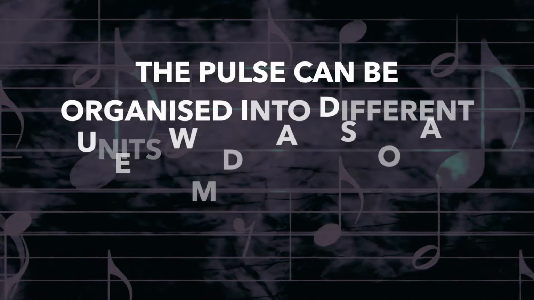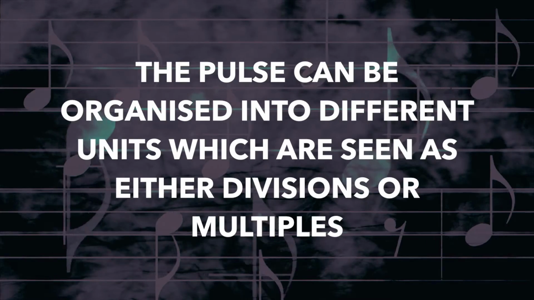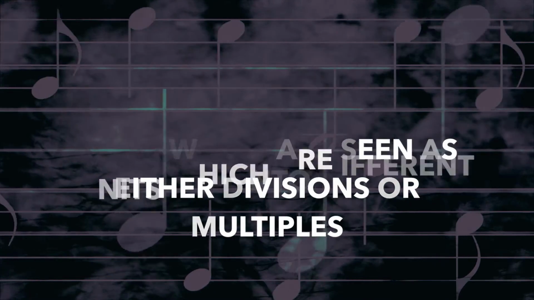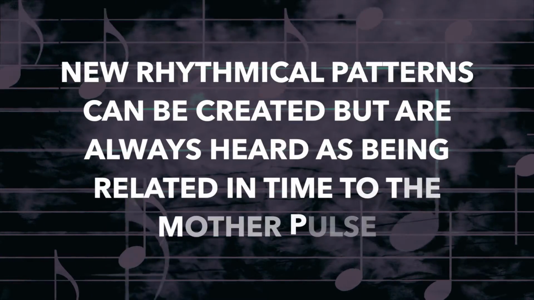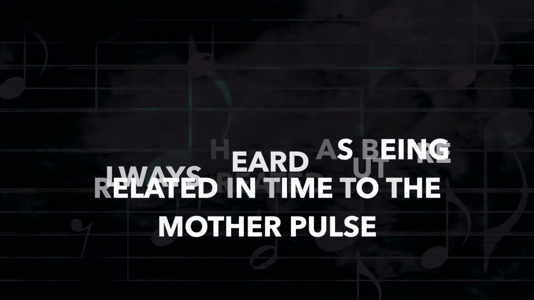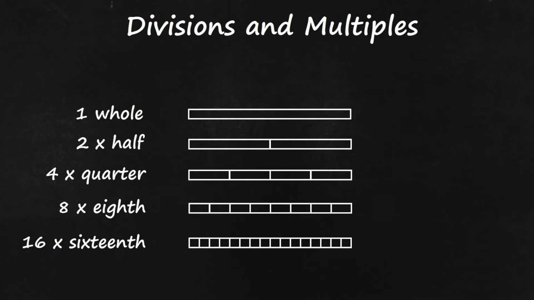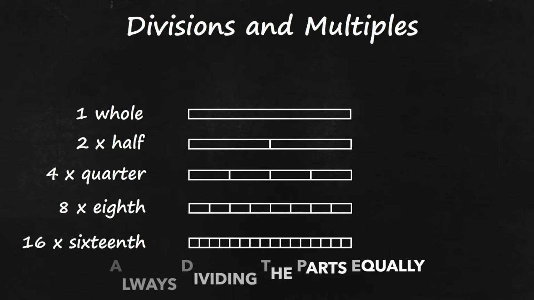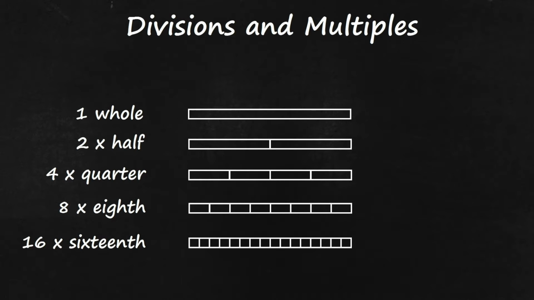The essential pulse or beat of music can be organised mathematically into units, which become either divisions or multiples of the beat itself. New patterns can be created that are felt as being quicker or slower, but still related in time to the mother pulse. If you take a whole of something and you cut it in half, divide it by 2, you'll have 2 of something, 2 halves. If you then split those 2 halves, you'll get quarters. Split the quarters and you'll have eighths. Split the eighths and you'll get sixteenths, and so on.